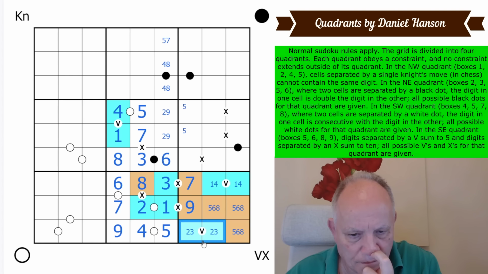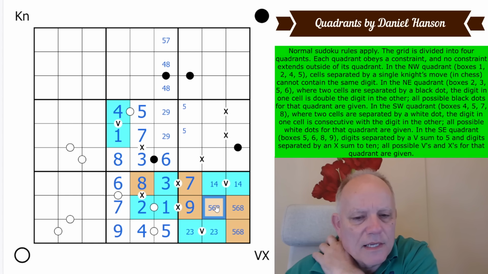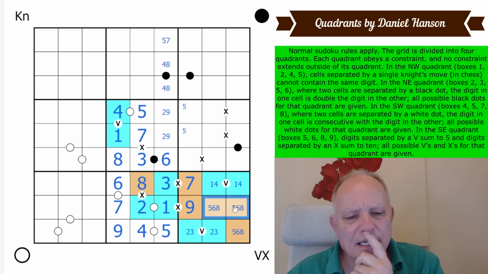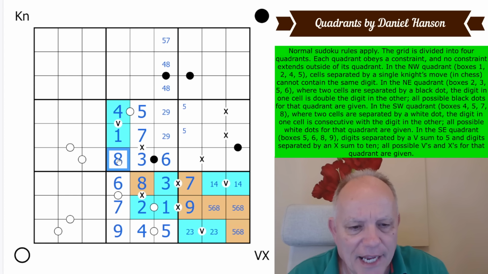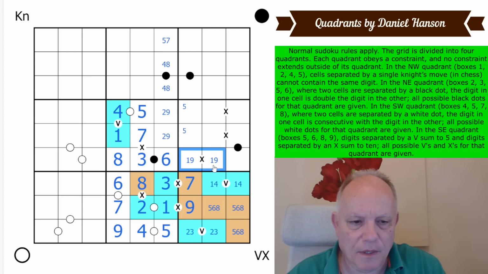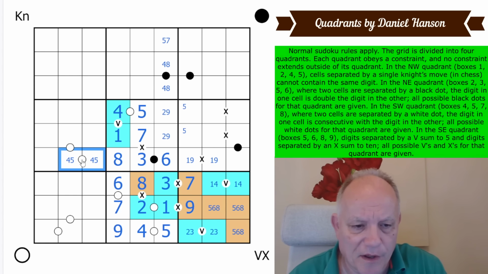6, no, it's not 6. There's some digit that forms a V with one pair and an X with the other. I don't know. Let's look at this X. Can't be 8, 2, 3, 7 or 6, 4. That's 1, 9. This white dot, the digits we have left in this row are 2, 4, 5 and 7, so that's a 4, 5 pair.